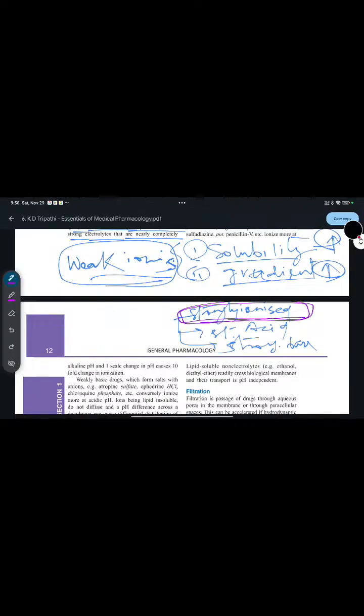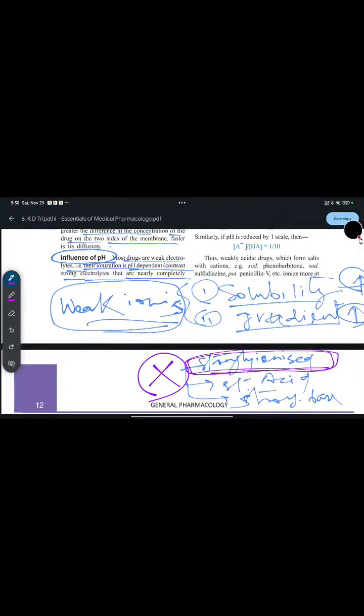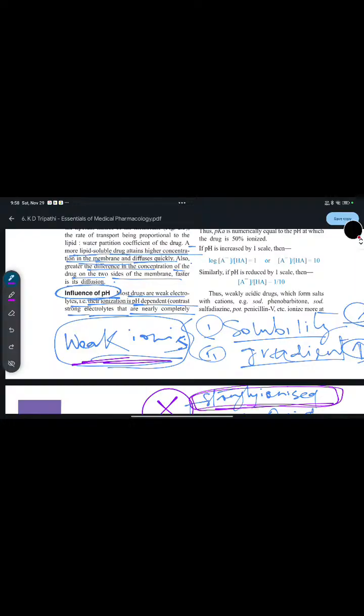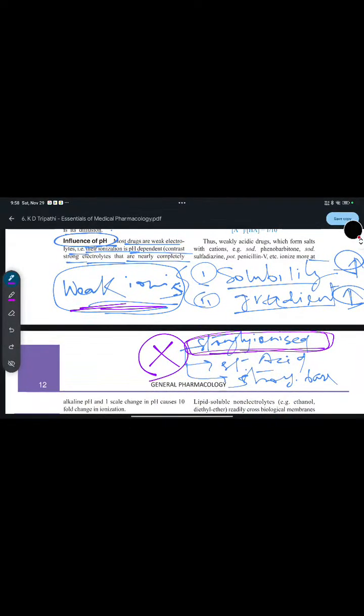That's why partial ionization is very important in the case of drug absorption in the body after the administration of the drug. So you will not see any strongly ionized drug, whether a strong acid or a strong base. On the contrary, you will see weakly ionized drugs almost always. The reason behind that is very easy, I told you just now.